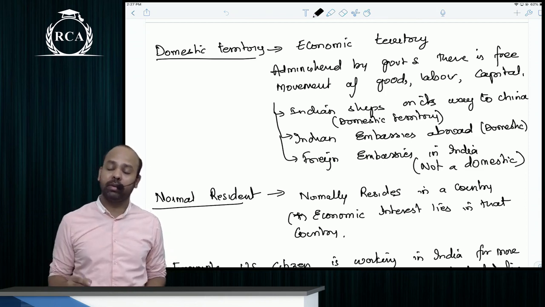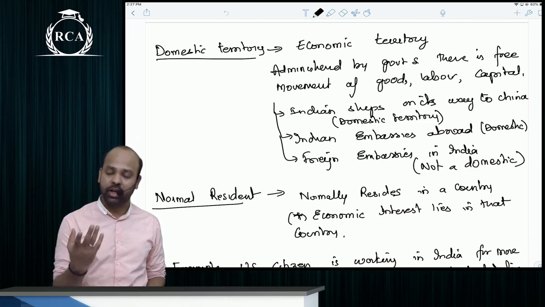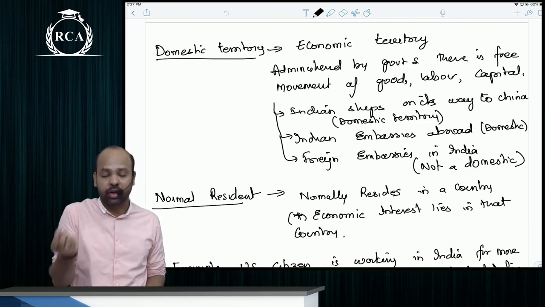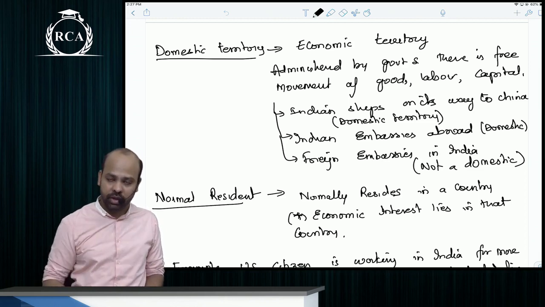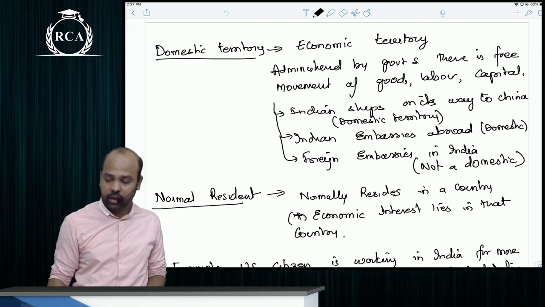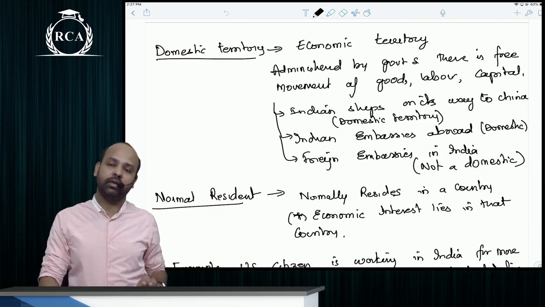Economic territory means that within it there will be free movement of labor, free movement of goods, free movement of capital. Your government is administering all of this. Your government can administer all of this. So that is an economic territory.